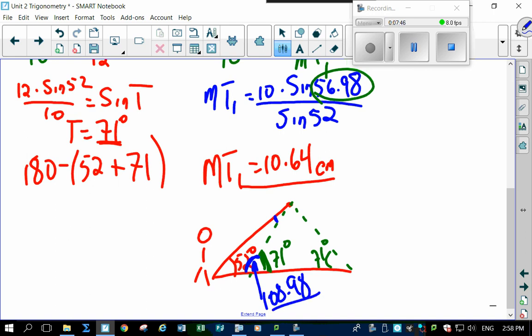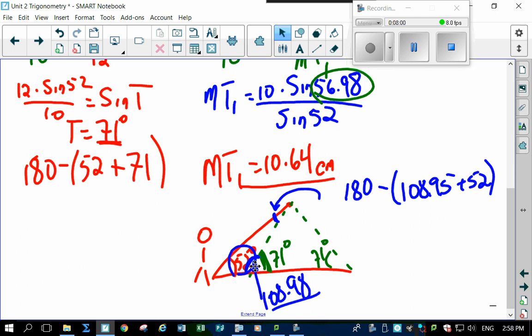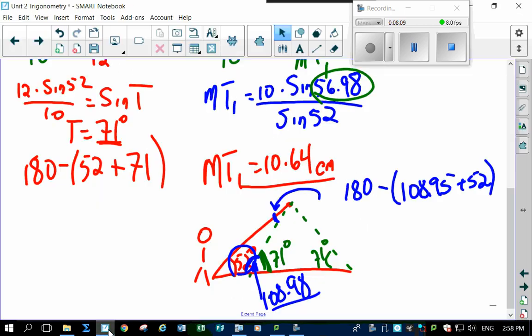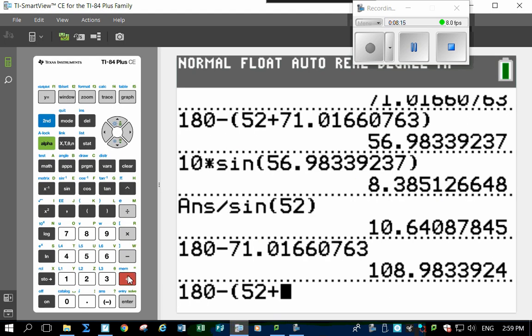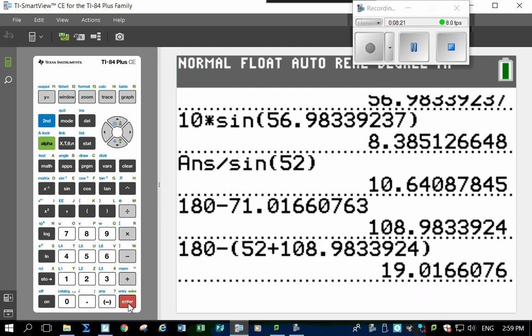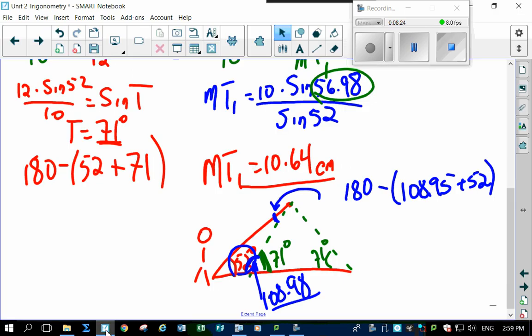So 108.98 plus the 52 now subtracted from 180. So 180 subtract 108.98 plus the original 52 gives us this tiny little angle right there. Okay, so let's boot up the calculator. 180 subtract bracket. The original one was 52, right? Yep, 52. 52 plus this new angle we just figured out, 108.98, gives me a new angle of 19 degrees. So this top angle right up here is actually 19 degrees.